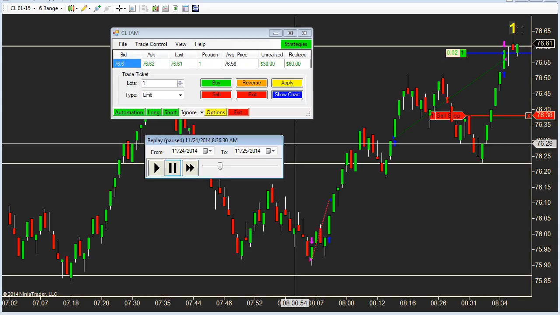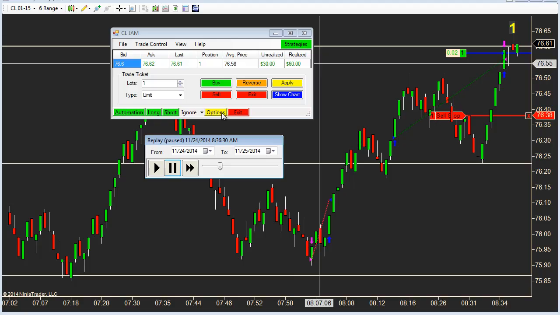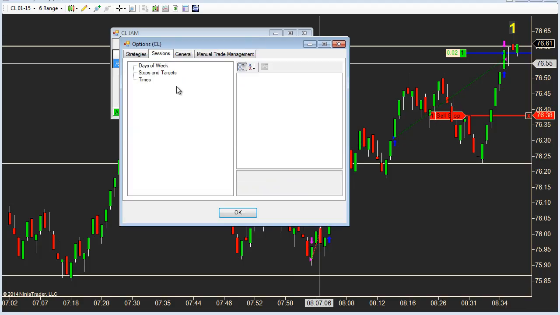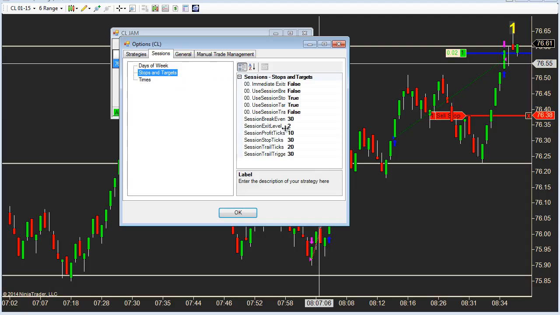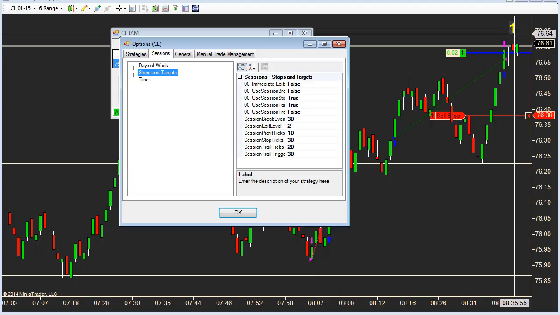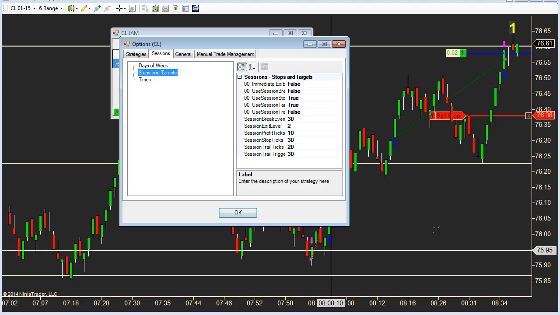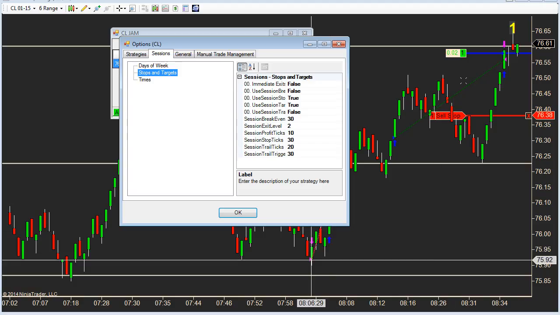Now there's my number 1. I got in the next trade. I'm long. That number 1 is my first number. Let's go back to session, stops and targets. Session exit level 2, number 1 means I'm up 10 ticks. So when that number 1 hit, at that point I was up 10 ticks on the day. That means I made up my loss plus an additional 10 ticks.